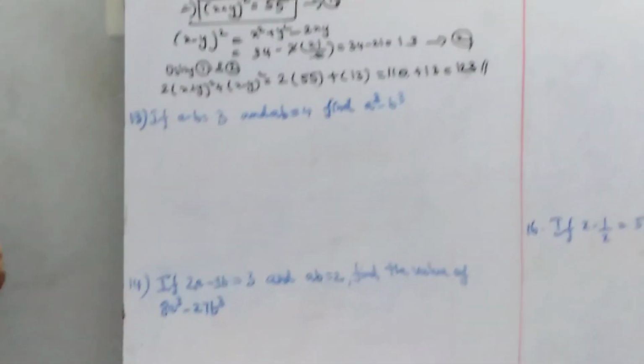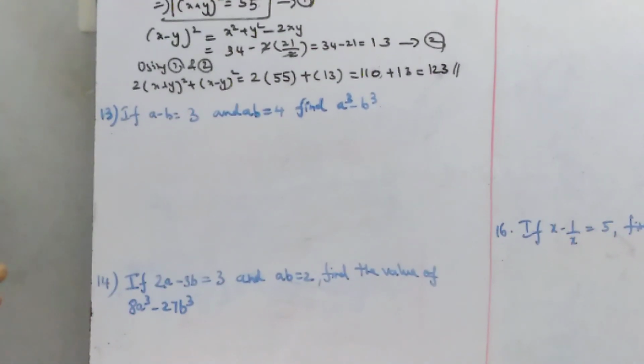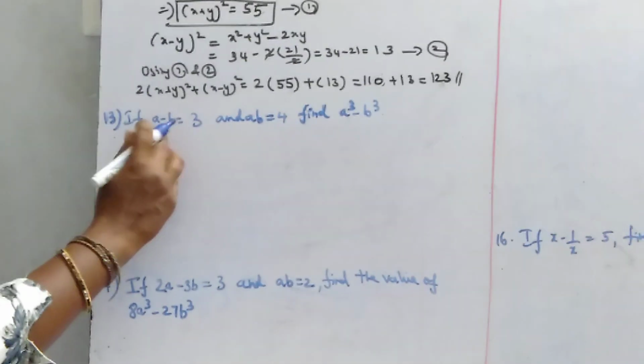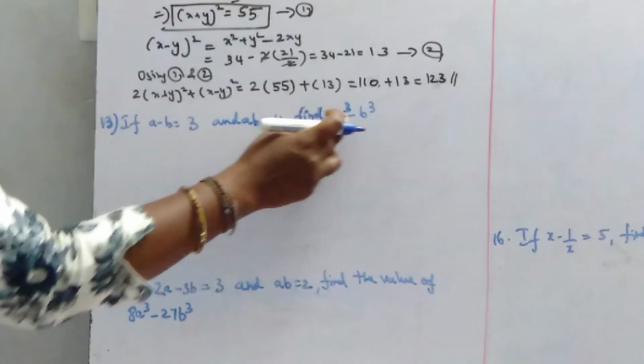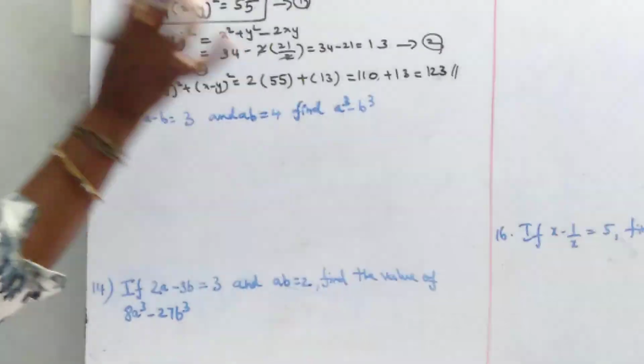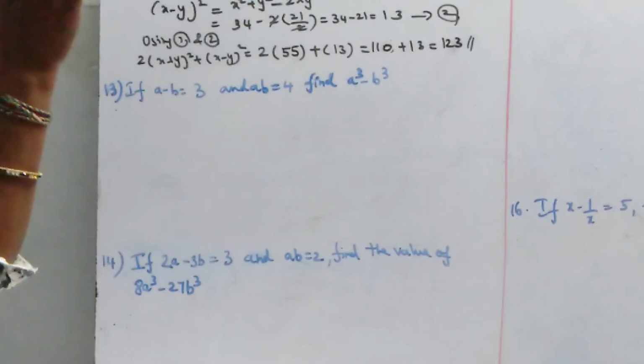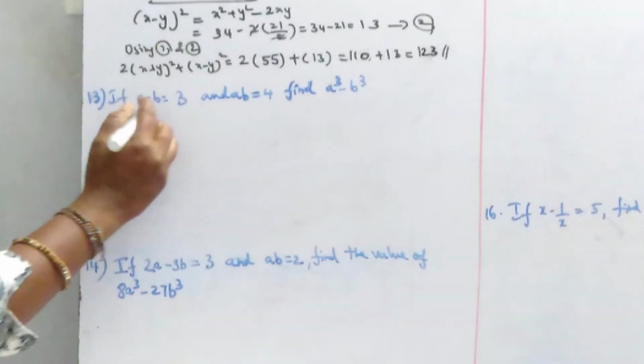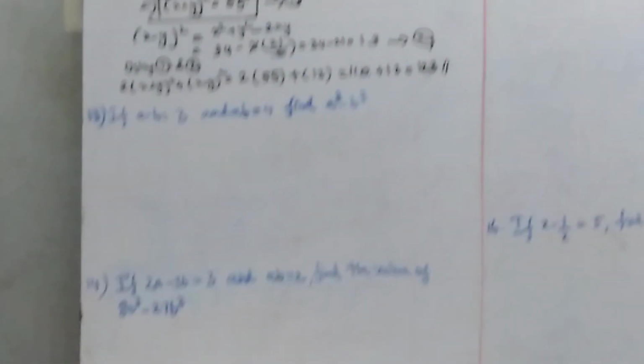Okay, the next, what we are going to do here is a minus b equal to 3 it is given and ab equal to 4. So we are supposed to find a cube minus b cube. In the a cube minus b cube formula, we want a square plus b square solution. So for finding that too, we are using the same approach as the previous identity, which is what?